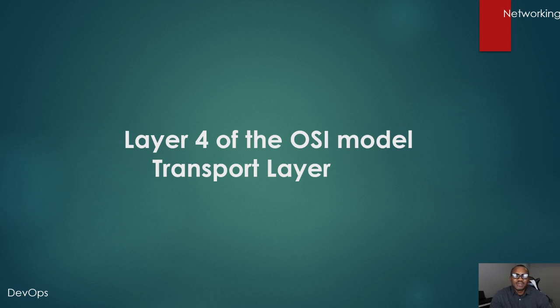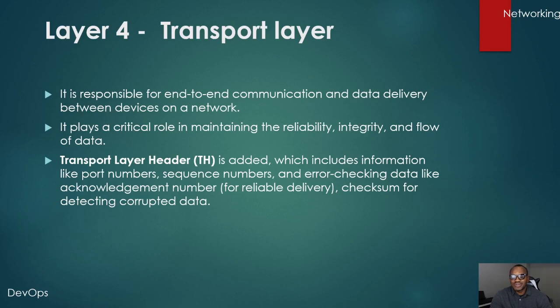My name is Enoch. Today we will continue our series on networking, and we'll be looking at layer 4 of the OSI model, which is the transport layer. This layer is responsible for end-to-end communication and data delivery between hosts on a network. It plays a critical role in maintaining the reliability, integrity, and flow of data.